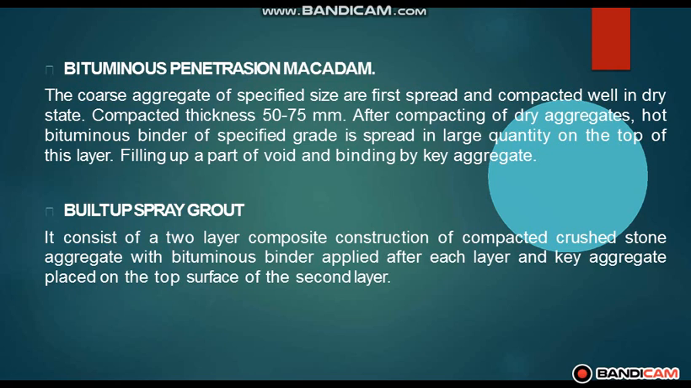Bituminous penetration macadam. The coarse aggregate of specified size is first spread and compacted well in dry state. Compacted thickness from 50 to 75 mm. After compacting of dry aggregates, hot bituminous binder of specified grade is spread in large quantity on the top of this layer, filling up a part of the void and binding the key aggregate.